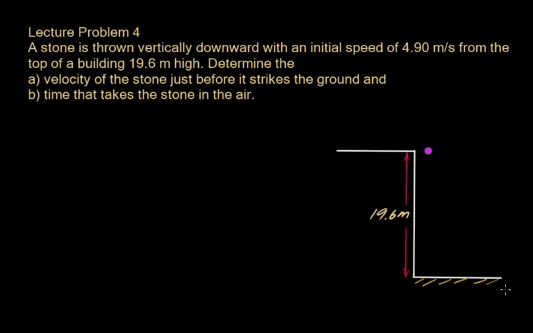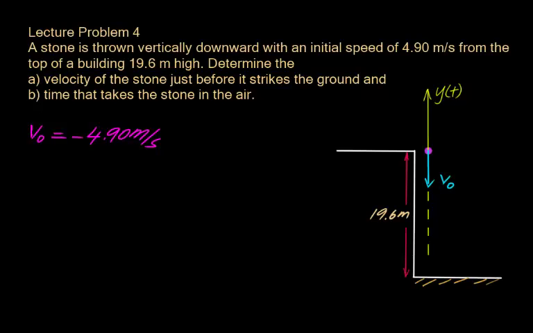As agreed upon in this class, we use the positive direction of the vertical axis to point straight up. Because of that, the initial velocity of the stone, which is launched straight down, must have a negative component. The initial speed is given in the question to equal 4.90 meters per second, but the component of the initial velocity is negative 4.90 meters per second.